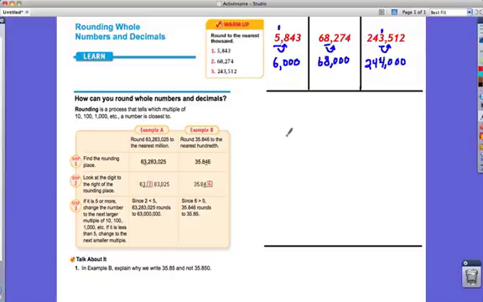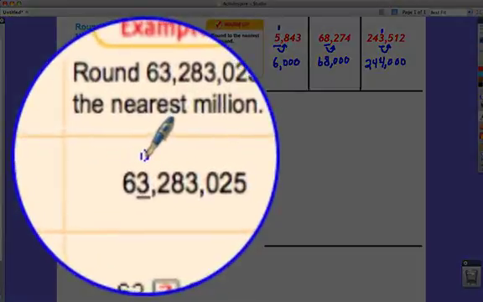All right, now what we want to do is we want to come down here. We have 2 examples that we want to try to do. We have example A and example B. Now the first example says round 63,283,025 to the nearest million. So let's see if we can follow the steps just like we have over here. Now step 1 says find the rounding place. Well, the rounding place is the millions place where the 3 is.